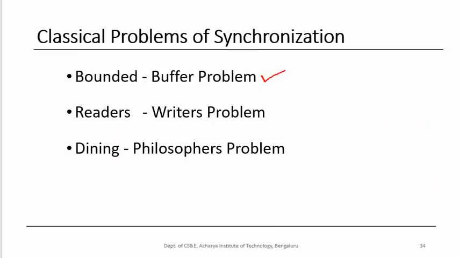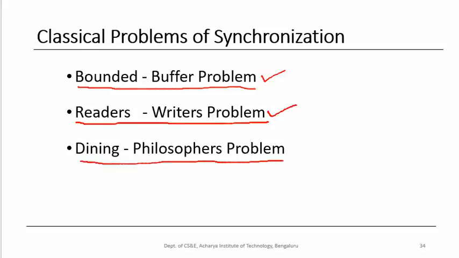These are the classical problems of synchronization. Bounded buffer problem. You are already introduced to this. I will again repeat what is a bounded buffer problem and see how a semaphore could be used here. Another one is readers and writers problem. A third one is dining philosophers problem. These are the three synchronization problems we are going to look at one by one and see how semaphore could be used to solve these problems and what are the pros and cons.